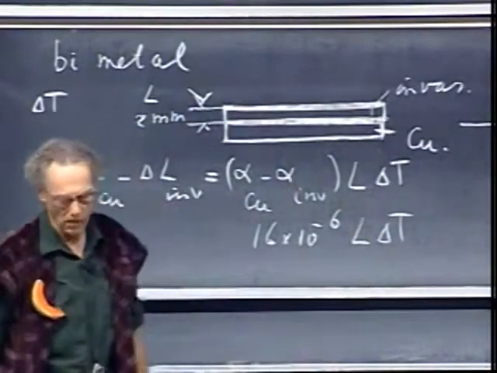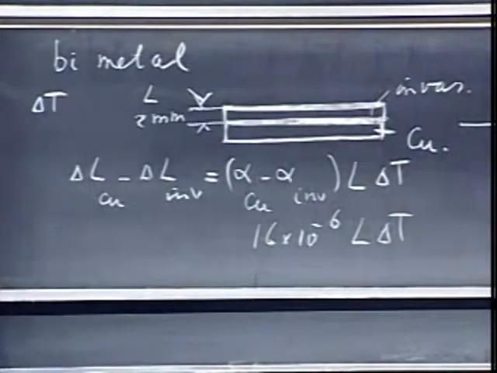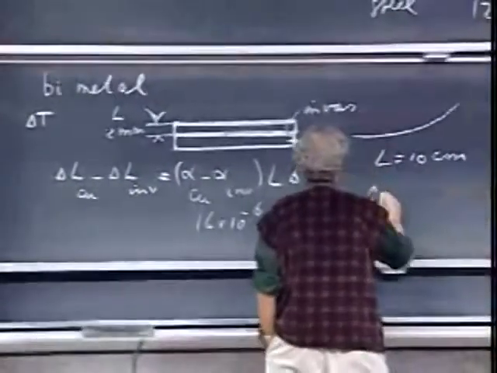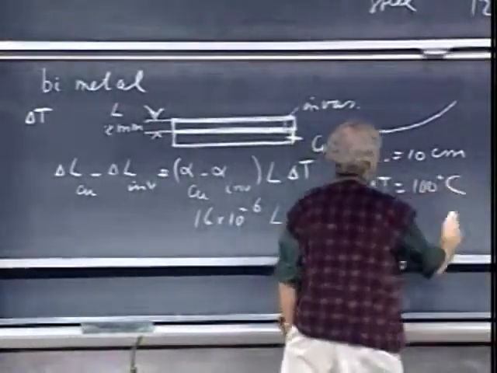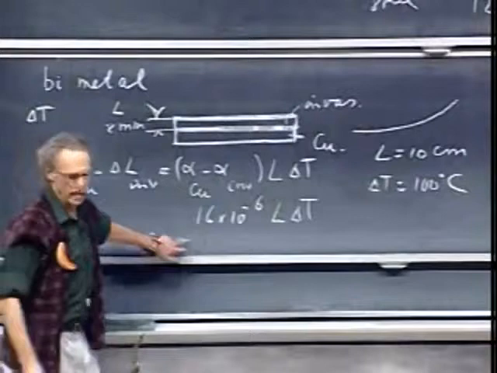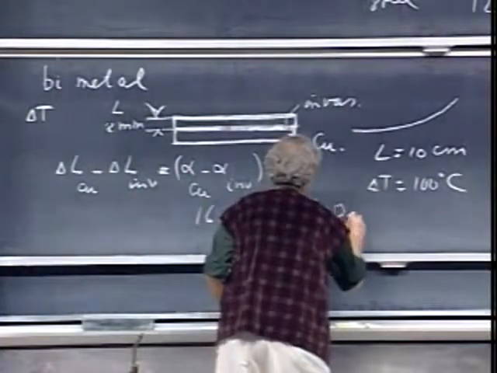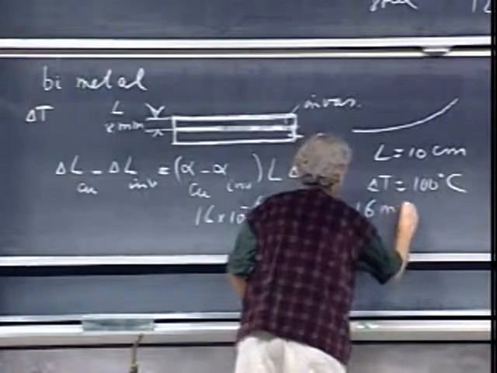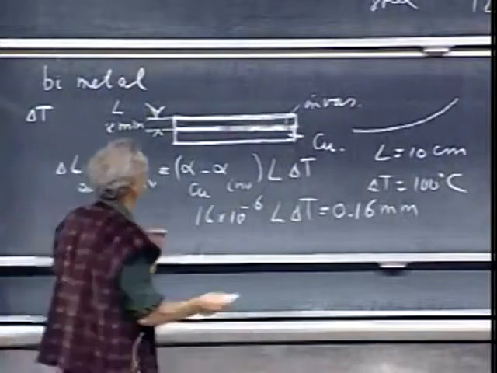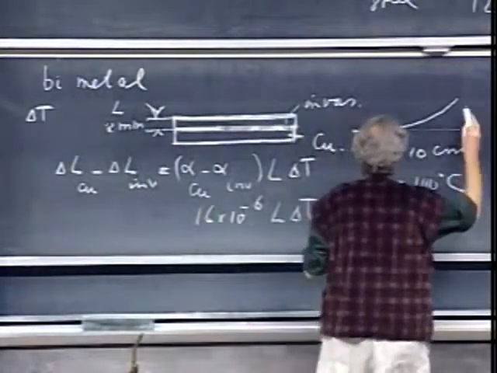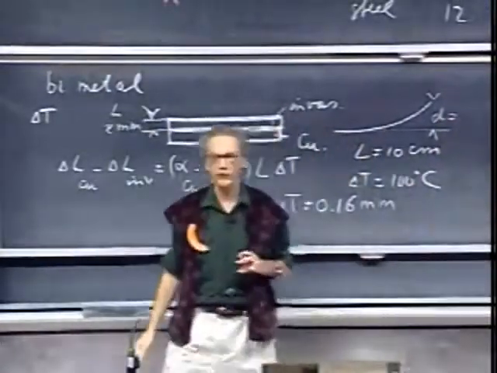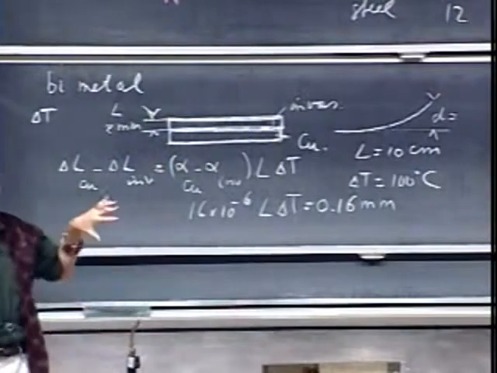delta T. And if I take a length of 10 centimeters and I increase the temperature by 100 degrees centigrade, then this difference, which you can easily calculate, is 0.16 millimeters. 0.16 millimeter. Very little. And yet, this one will curve substantially.